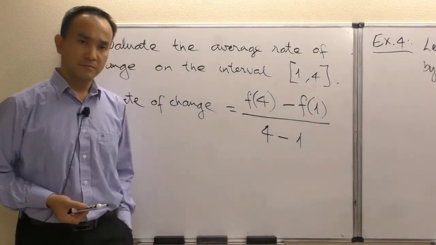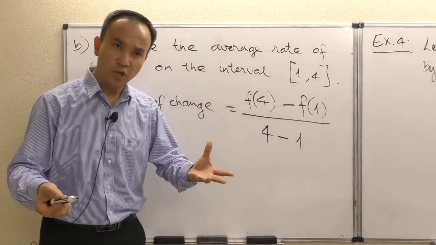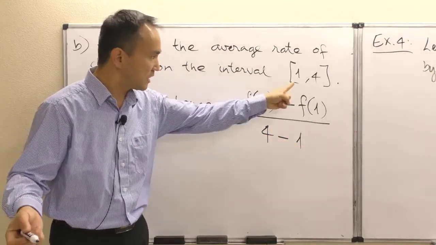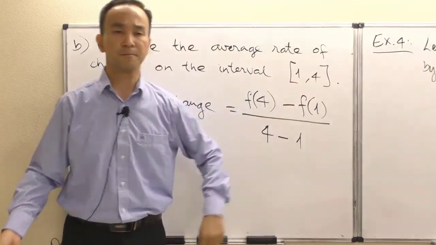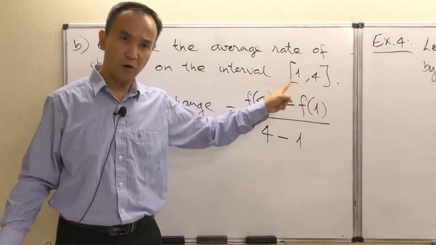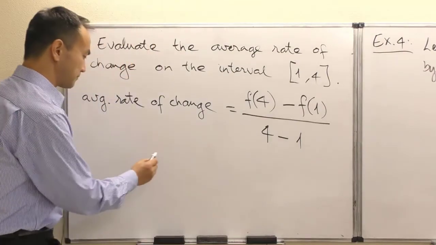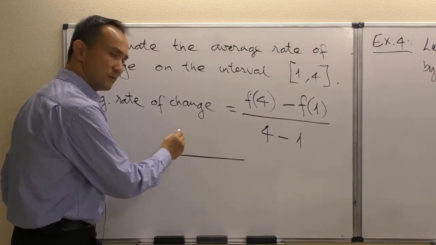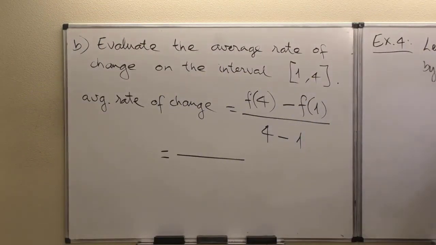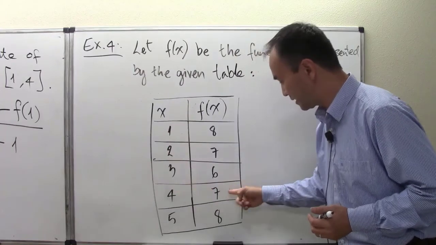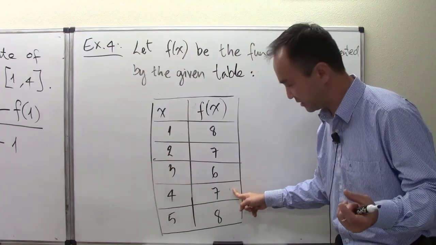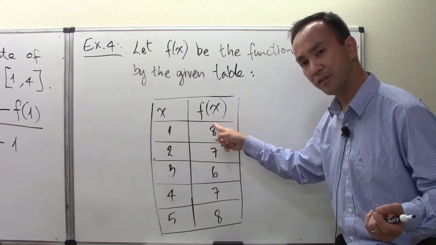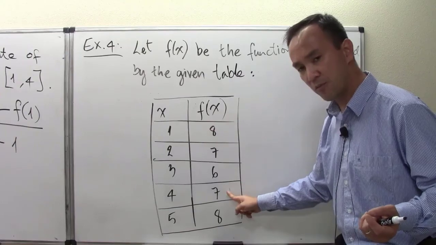Okay. Yes, admittedly, someone may be a little worried about what about the 2 and the 3 between these, but that's not something to worry about because the interval here is from 1 to 4. Okay, the interval is from 1 to 4. And so now, f of 4 from the table, f of 4 is a 7. So this is our final output. f of 1 is an 8. This is our initial output. Okay, initial output is here. Final output is here.